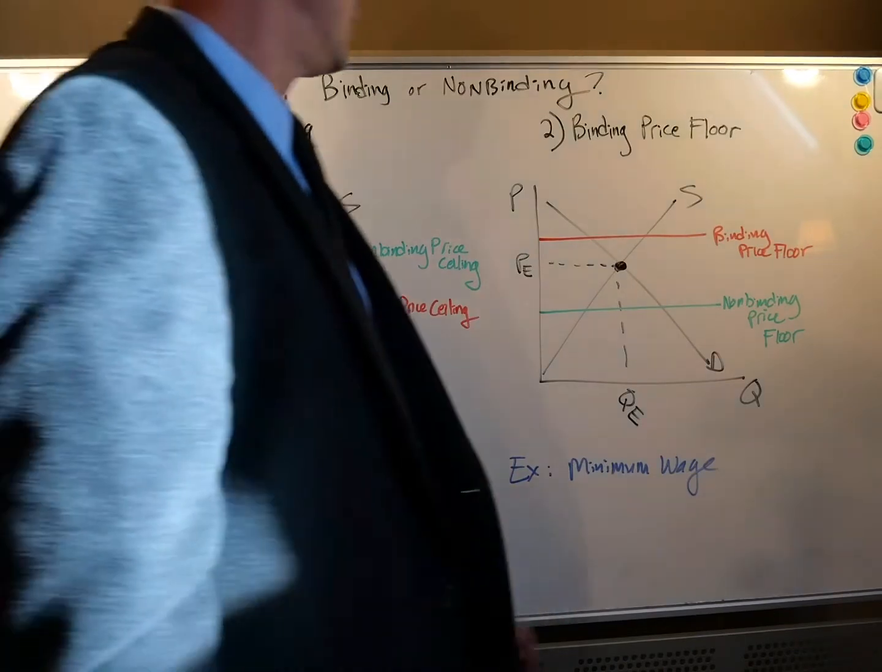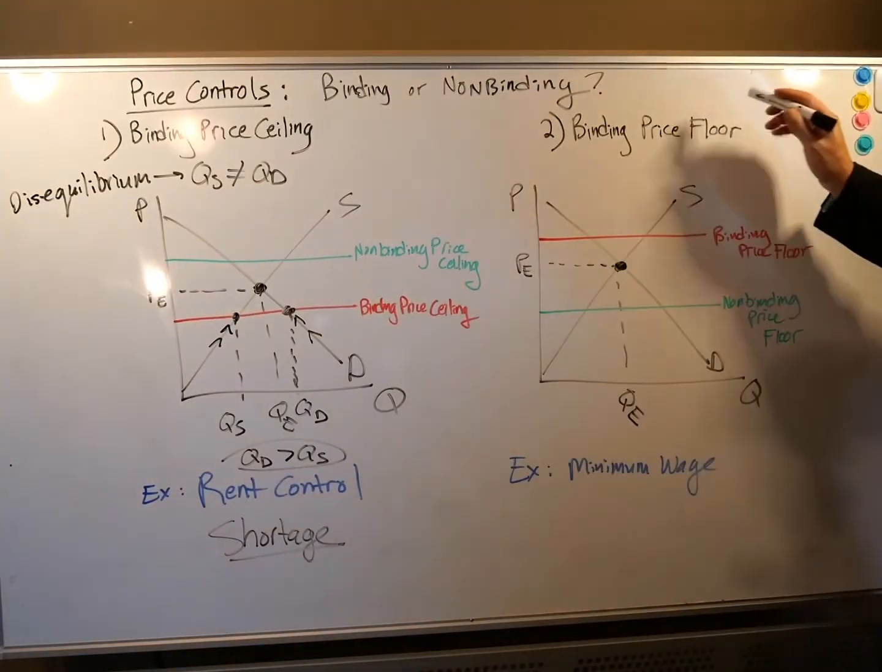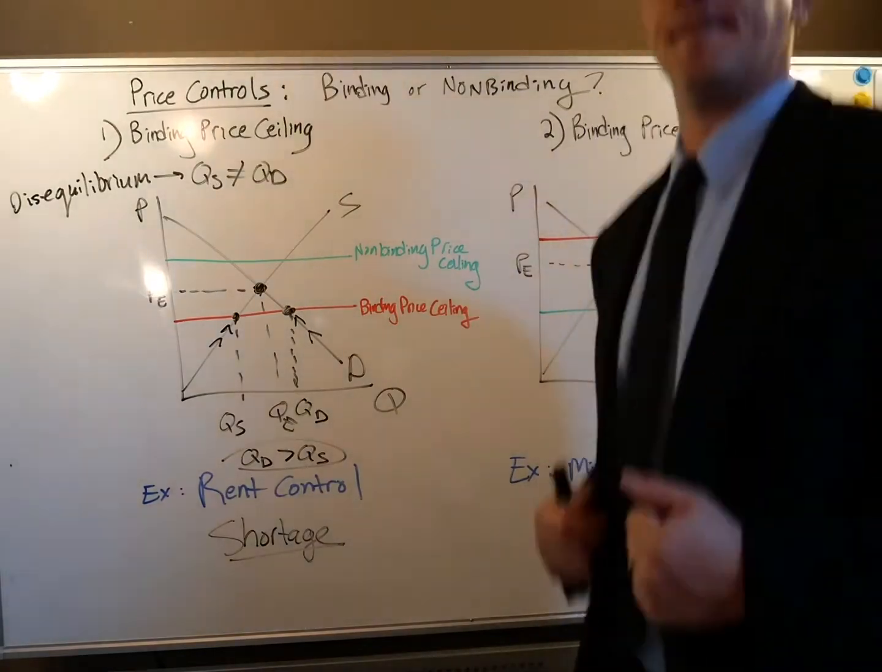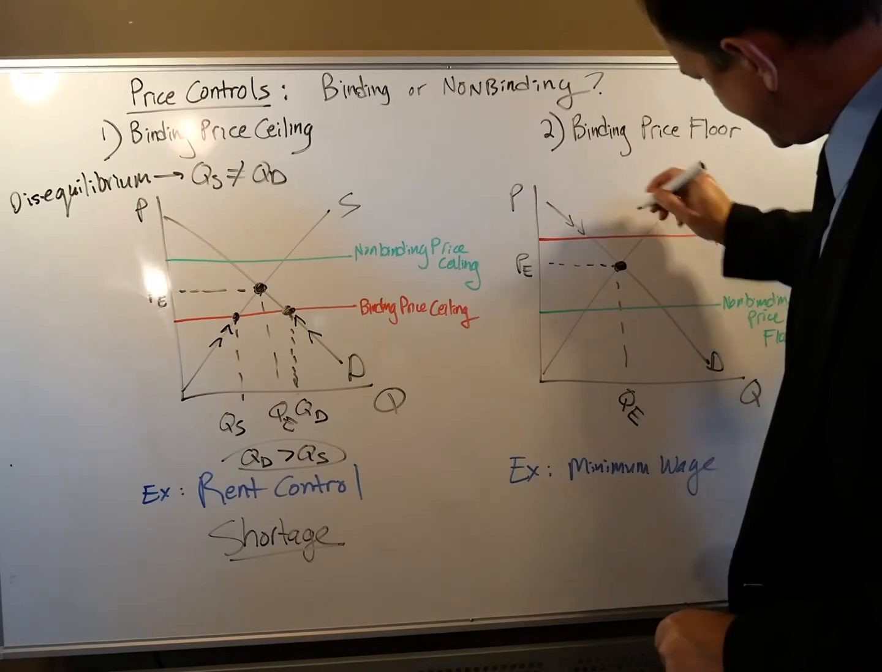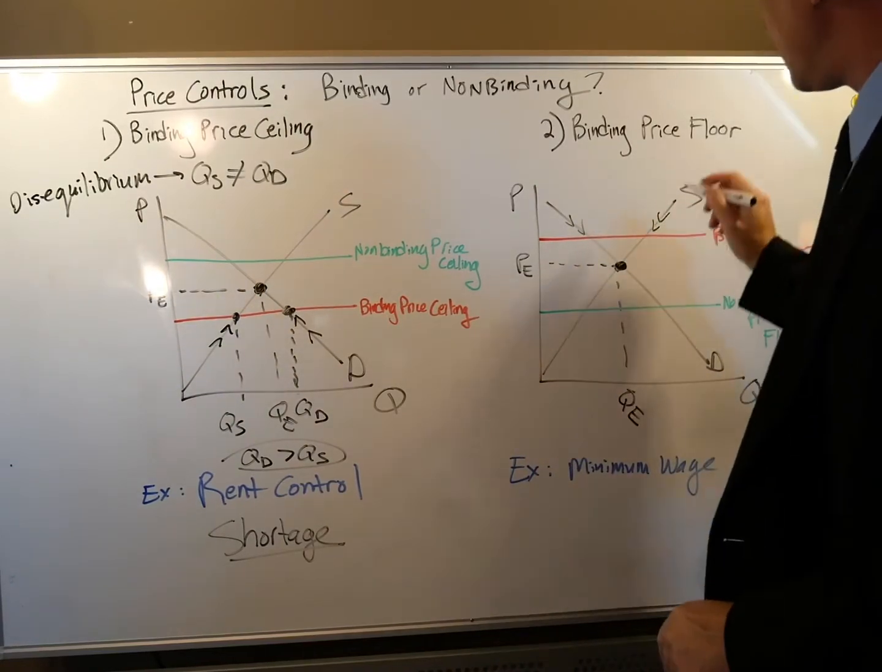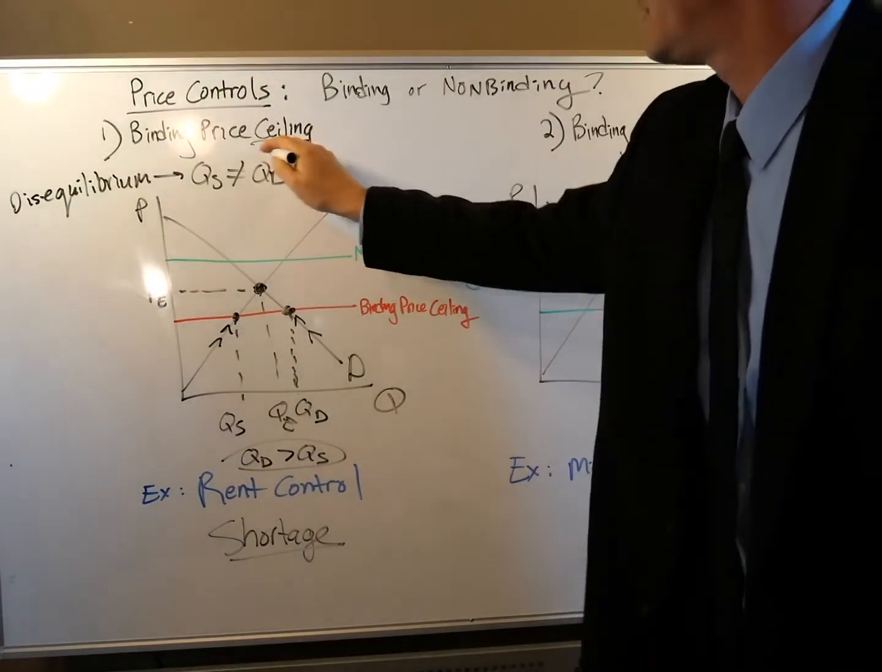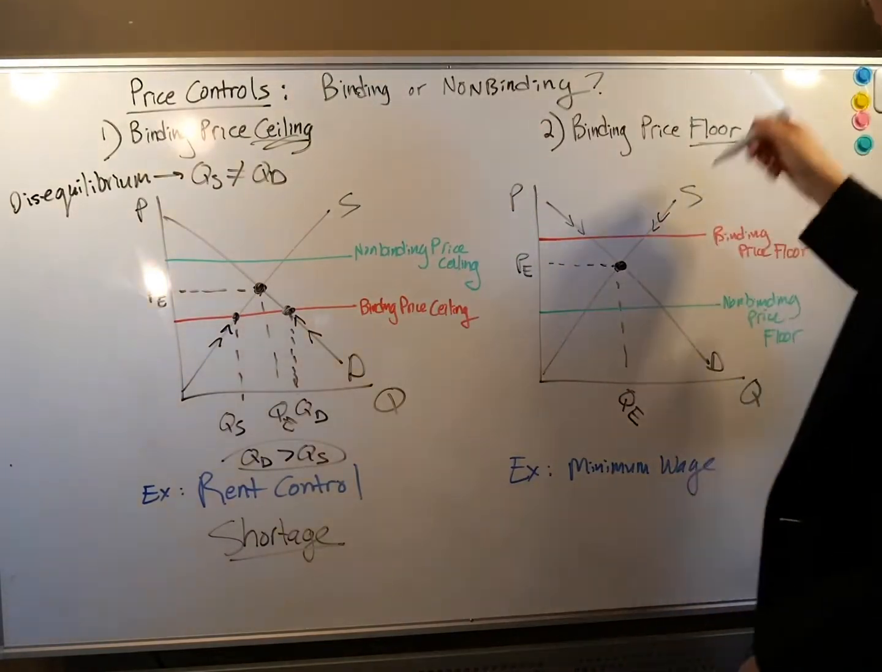Let's switch over to binding price floors. Floors, again, prevent me from going down. So it's trying to prevent me from going down to equilibrium. Just remember, are we talking about a floor or are we talking about a ceiling here? Ceilings won't let you go up. Floors won't let you go down.